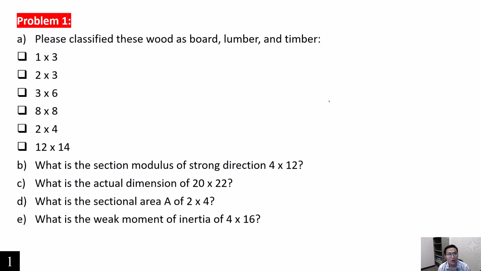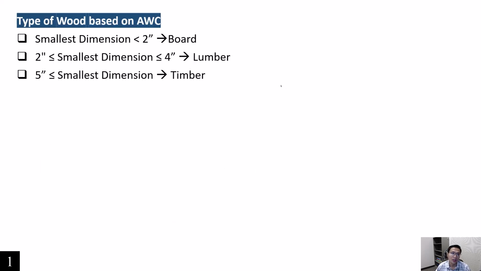Let's take a look at this problem. Question A: Please classify this wood as board, lumber, or timber. To answer this question, you need to check my notes. As we discussed previously, the AWC, American Wood Council, classifies wood based on the smallest dimension.